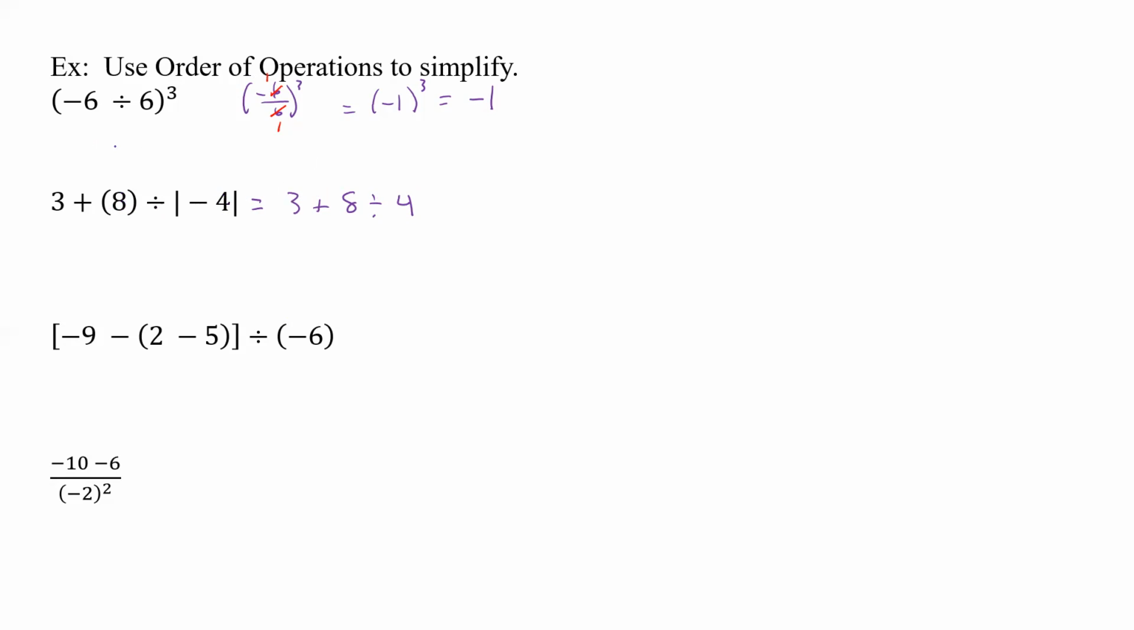Now we don't have any exponents. We don't have any more grouping symbols. So the next thing is we have this division. So now we're going to take 8 divided by 4. Well, 8 divided by 4 is 2. So that gives us 3 plus 2. And now 3 plus 2 is just 5. Okay, so we had to get rid of the grouping symbol, in this case the absolute value. Then we did our division, and then we did our addition.